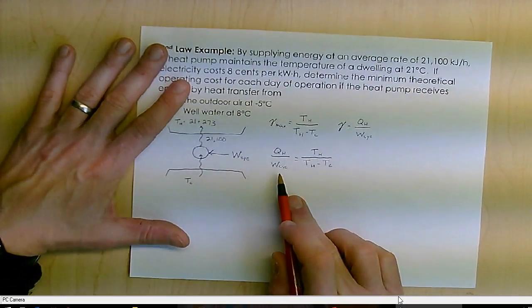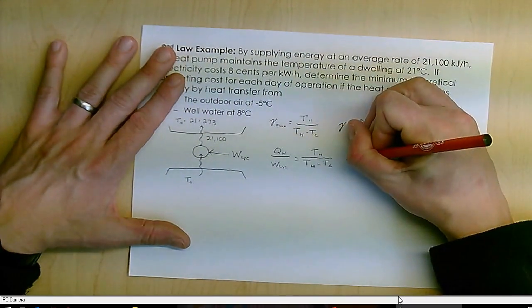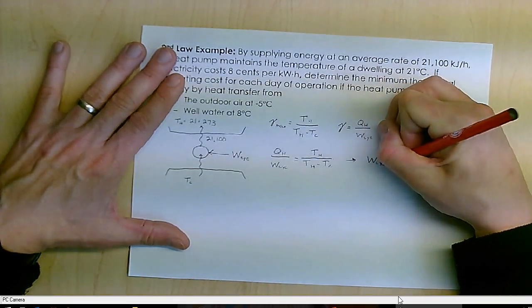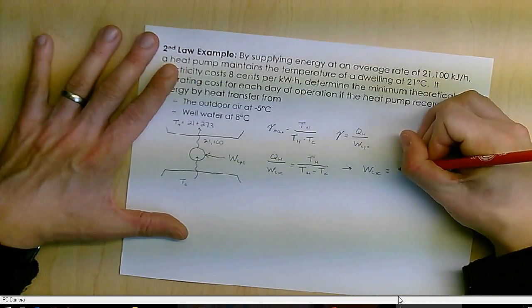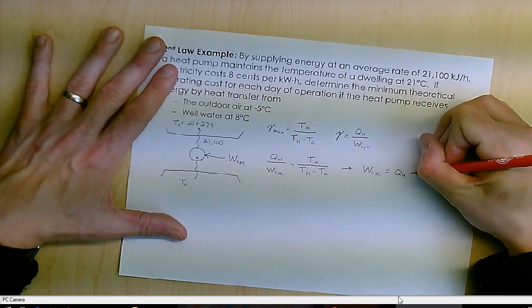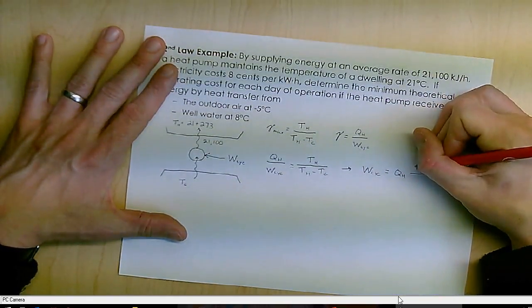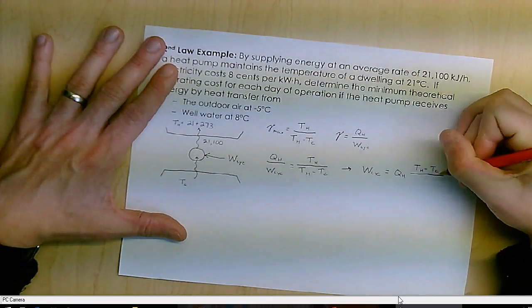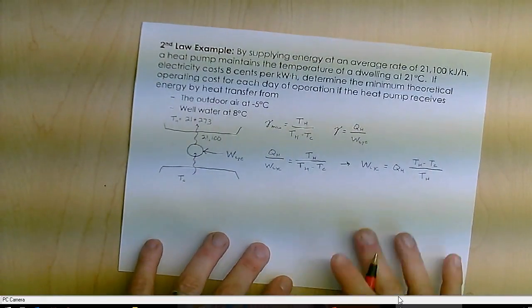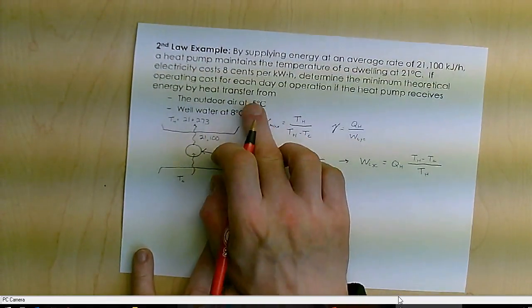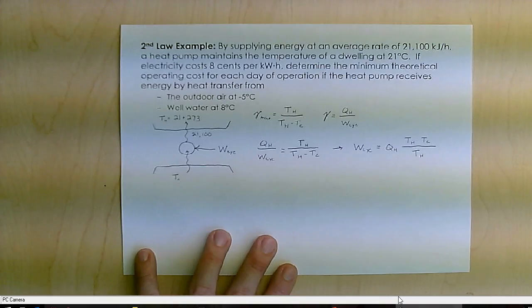Okay? And basically, again, I'm going to solve this for the work of the cycle, which is going to be QH times TH minus TC all over TH. Okay? So now all I do is I plug in the different values for the temperatures here to figure out the work of the cycle.